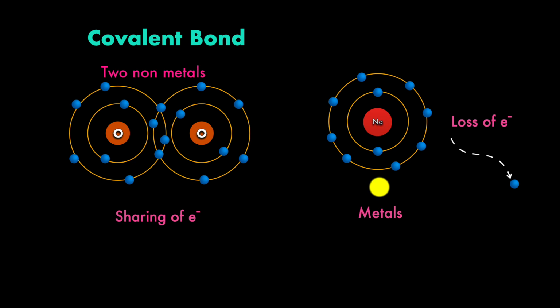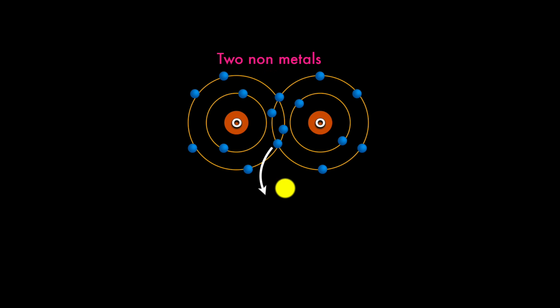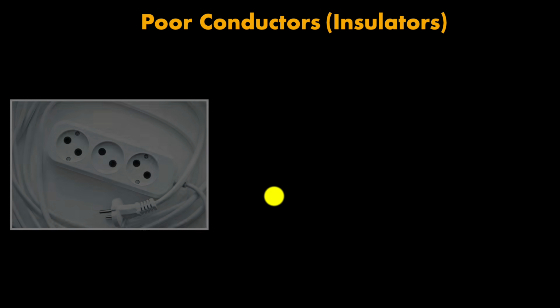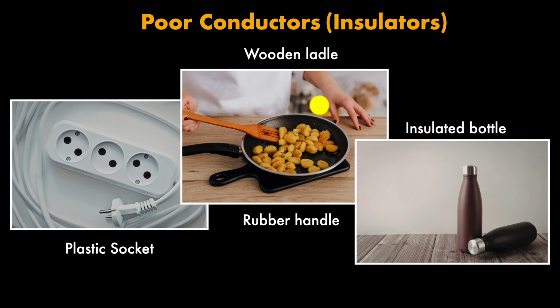Remember, in metals, the outer electrons can be easily lost? Well, not over here. Because these electrons are tightly bound, they are localized electrons, which means they are not free to move. So what do you think happens to their electrical and heat conductivity? Well, if electrons can't move freely, they can't conduct heat or electricity all that well, right? That's why nonmetals tend to be poor conductors of heat and electricity, which is why many nonmetal materials are used as insulators, like in the plastic sockets, or used as rubber handles, or wooden ladles, or even in insulated bottles.